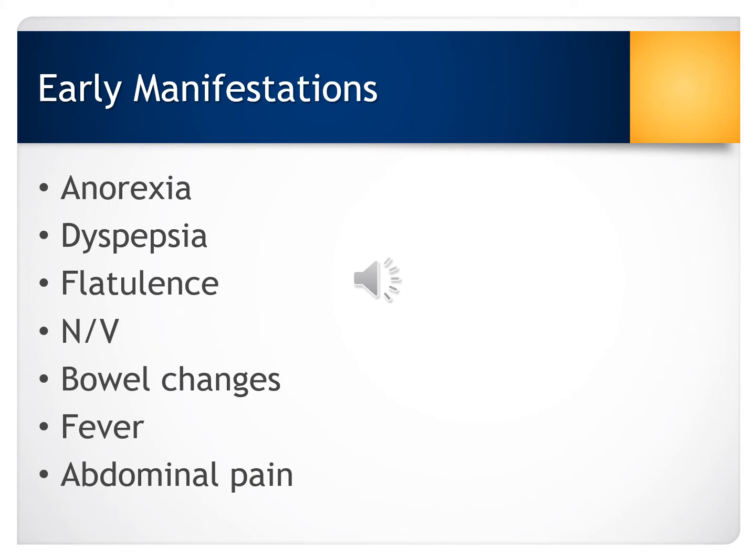The onset of cirrhosis is usually insidious. Early symptoms can include anorexia, dyspepsia, flatulence, nausea, vomiting, change in bowel habits such as diarrhea or constipation, and in some they may have fever and abdominal pain.